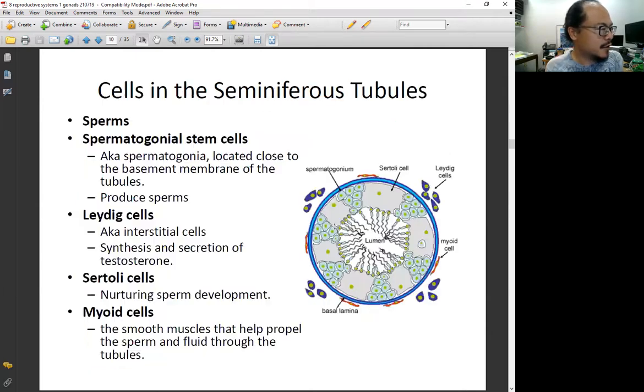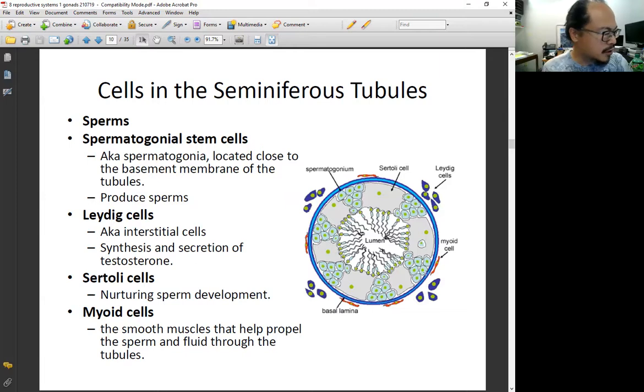So that's that. Okay, let's go back to this one here. So we have the spermatogonia. It will go through the Sertoli to form these sperm cells. Sertoli's function is nurturing the sperm development. In addition to Sertoli, we also have Leydig cells right here. These Leydig cells, also called the interstitial cells, their major function is to secrete the male sex hormone, testosterone.